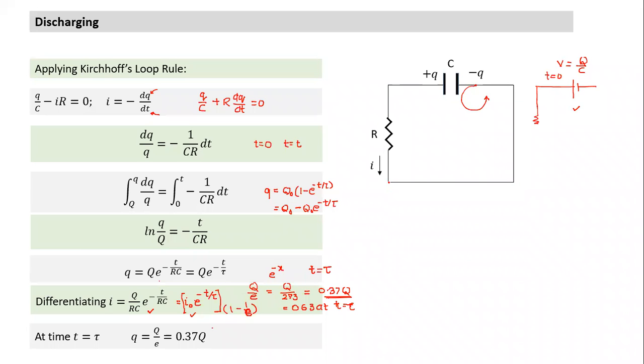The only thing which will be different, if the current value is the same, is the direction of current. In case of charging, the direction of current was like this, that's why the charge was increasing. In case of discharging, the direction of current is reversed. Do we understand why the current is the same? Do we see this expression?